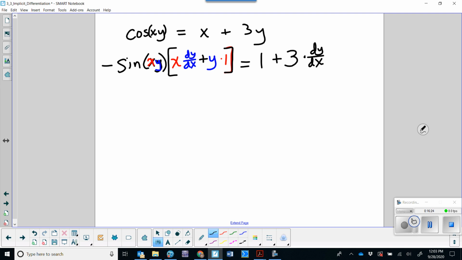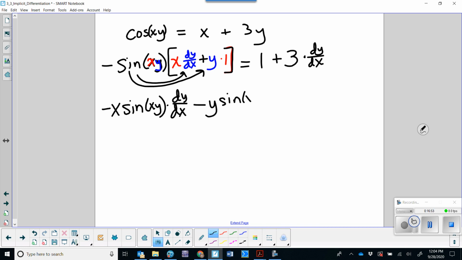So now we're going to have to do some distributing on the left to get our terms so that we can move things around, and then we'll move things. So if I multiply first two terms together, I'm going to get minus x sine xy times dy dx. And then I'm going to have minus, because I do this one, I get negative, and then it'll be y sine of xy.